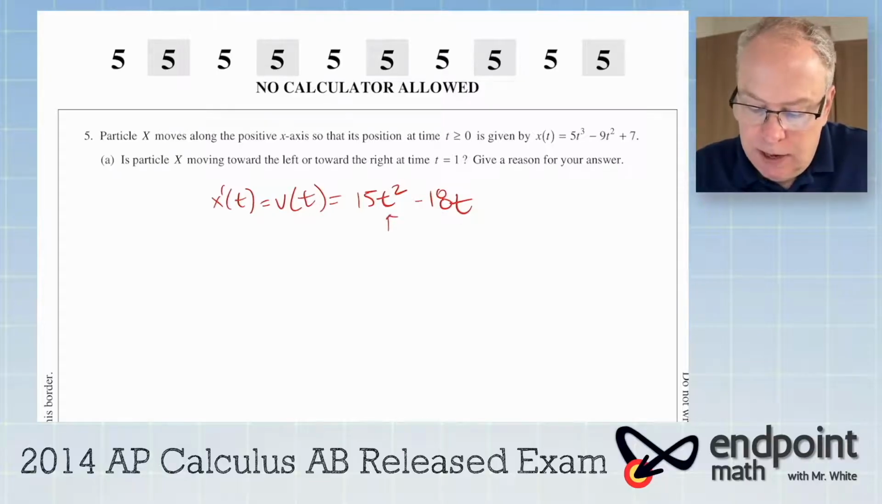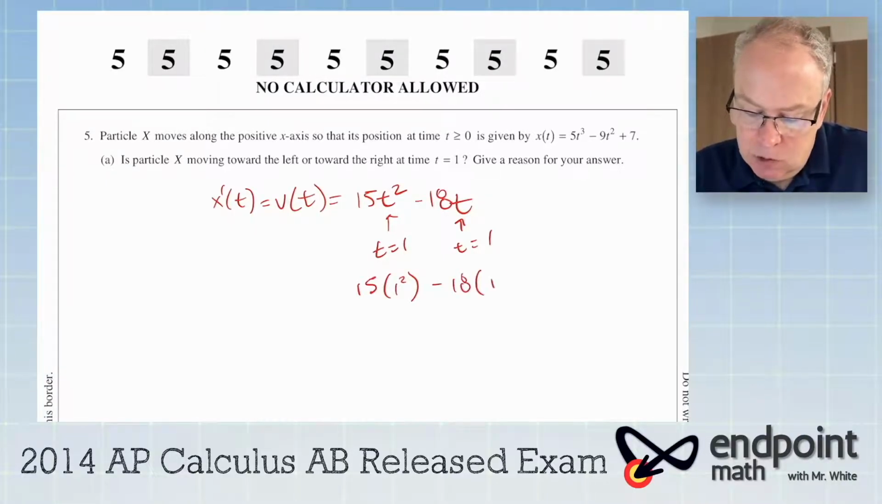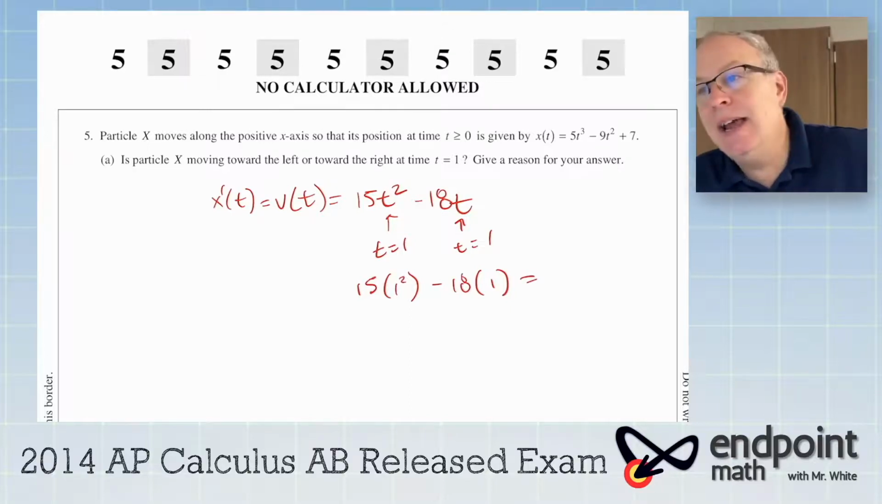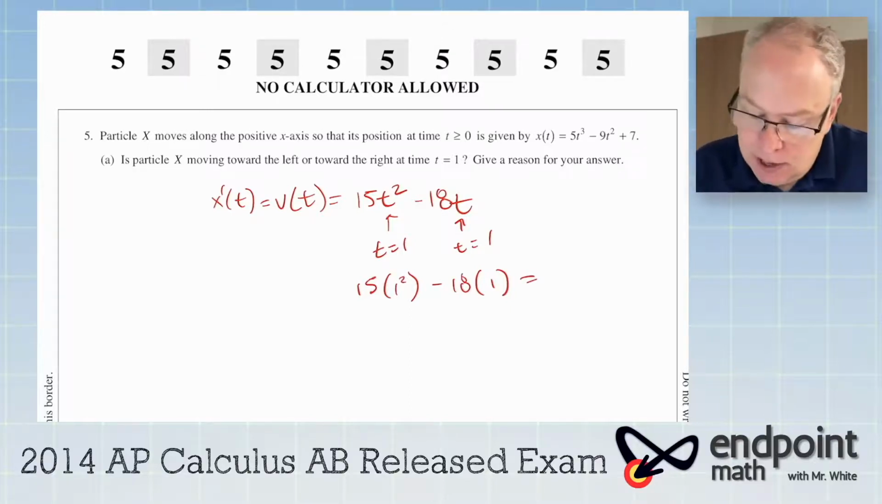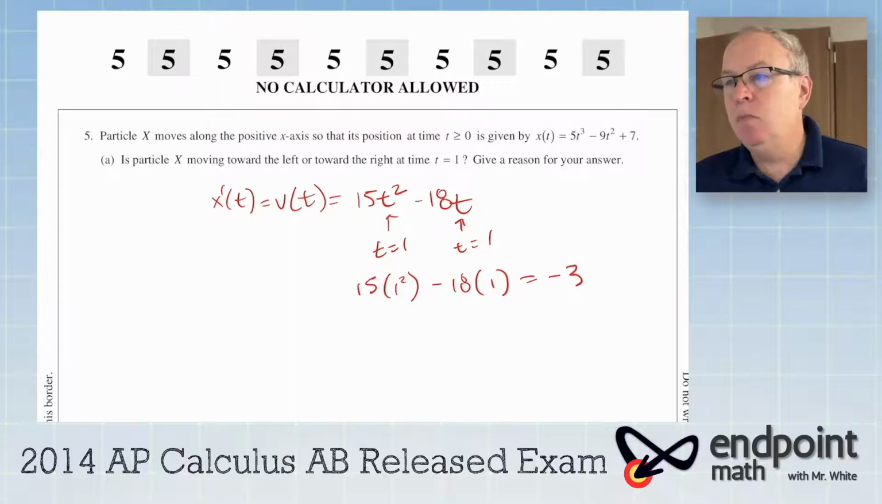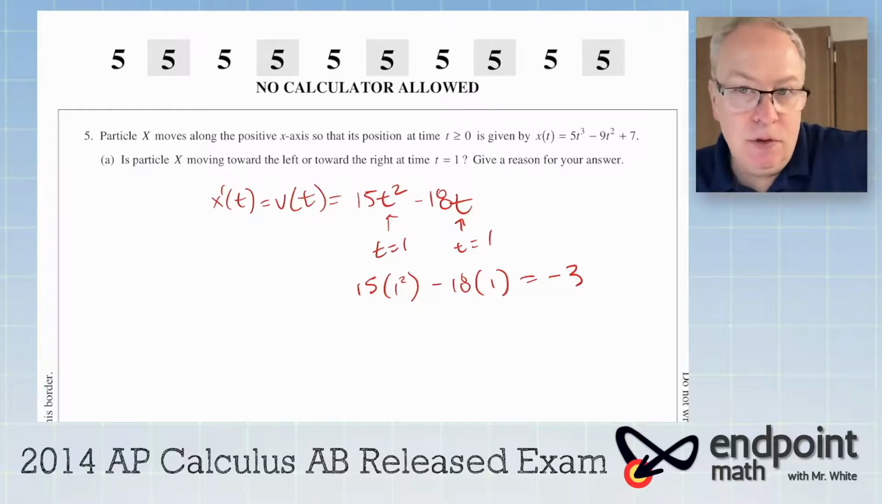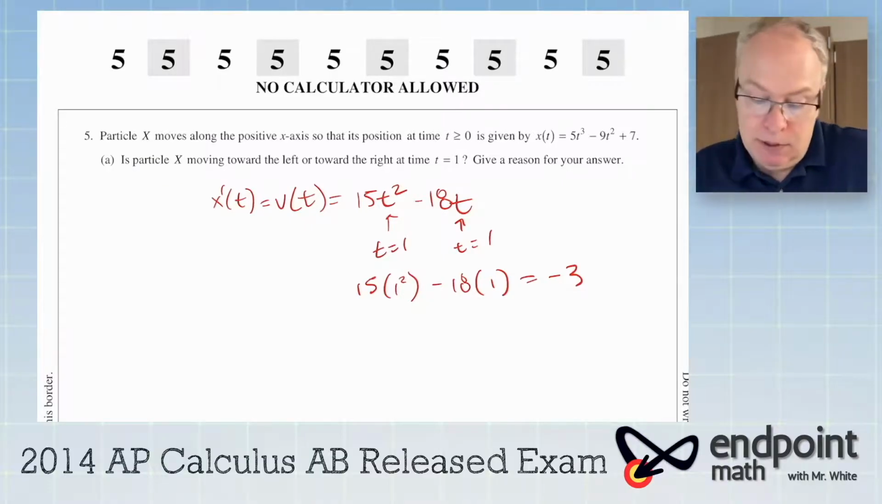You plug 1 in here. T equals 1. You get 15 times 1 squared minus 18 times 1. Boy, that sure looks like negative 3. Now, is that positive or negative? Well, that's an easy question, right? That is negative, so this thing is moving to the left.